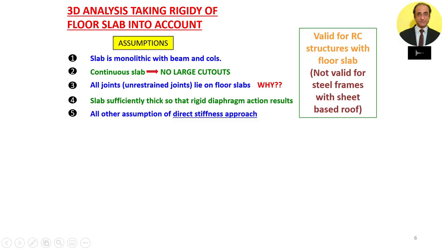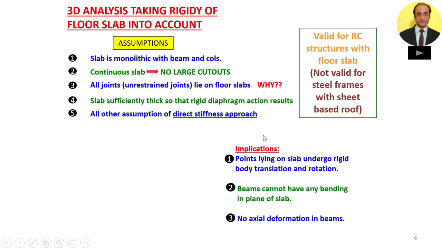For example, in the case of shed structures or in the case of frames with sheeting, the stiffness of the floor slab is not enough to enforce rigid diaphragm action. So the implications are that the points lying on the floor slab undergo rigid body translation and rotation. Beams will not have any bending in the plane of the slab and there won't be any axial deformation in the beams. So typically if we want to observe how the floors will undergo deformation, let's say we have a floor in the XY plane, then under the action of the loads, it will undergo a combination of displacement and rotation.